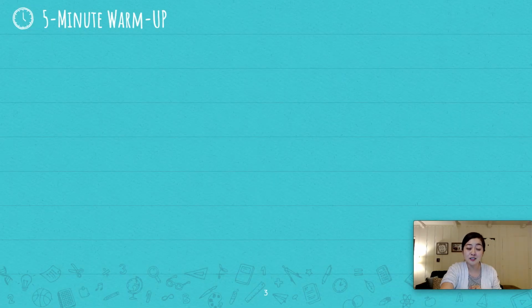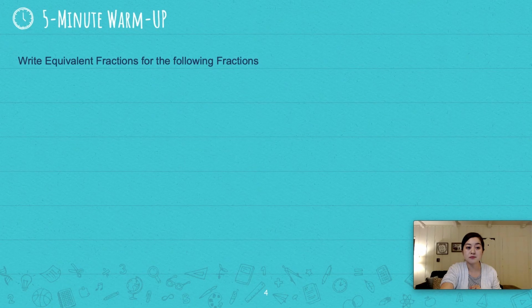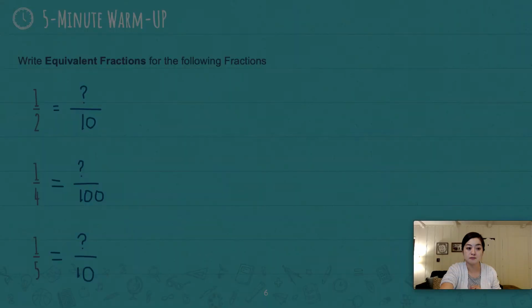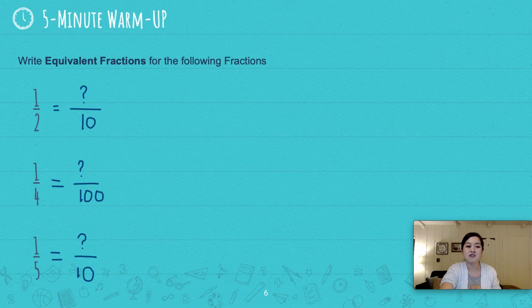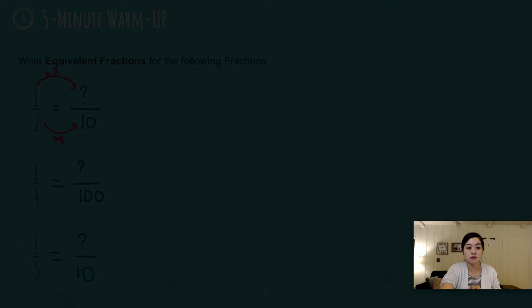Okay, let's do a 5-minute warm-up together. We're going to write equivalent fractions for the following fractions: 1/2, 1/4, and 1/5. Now, let's say for my equivalent fraction for 1/2, I want my denominator to be 10. What do I need to do?